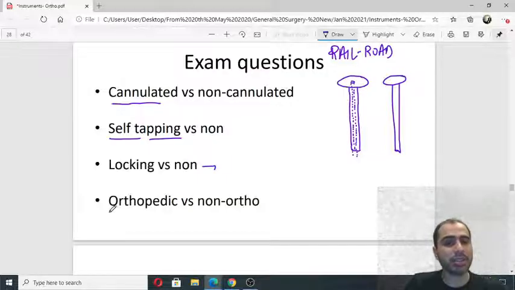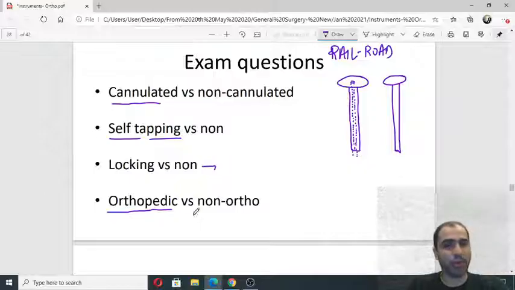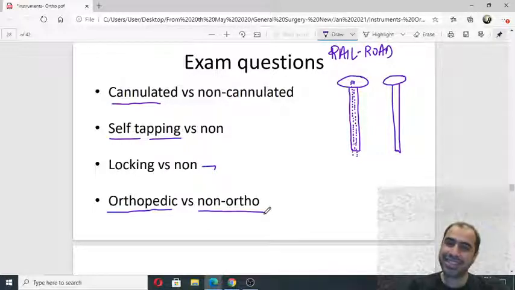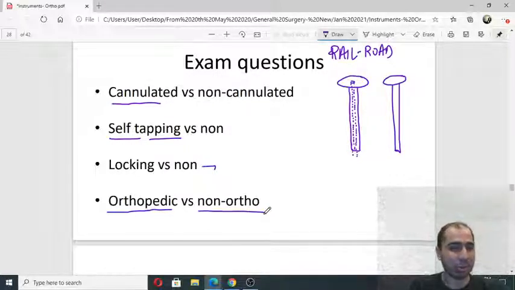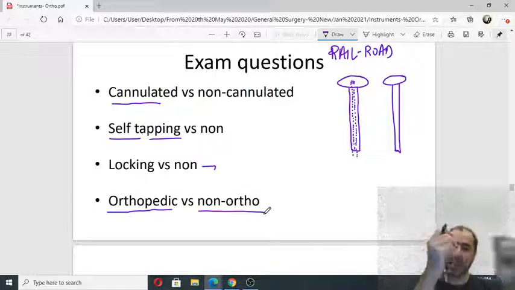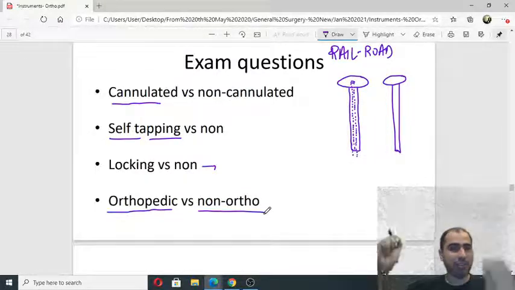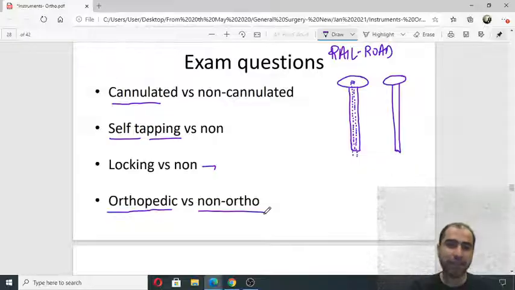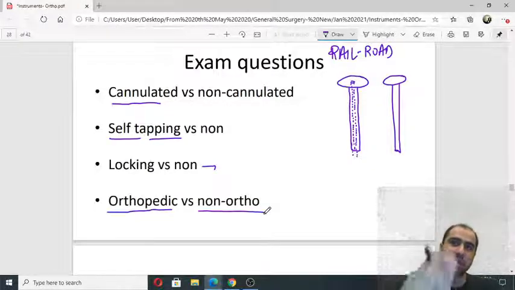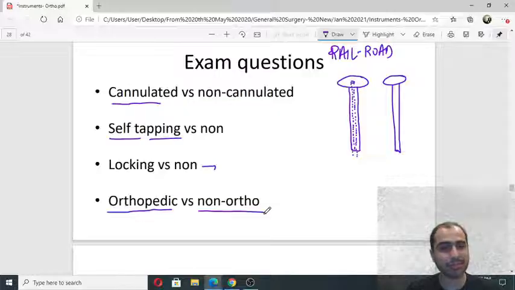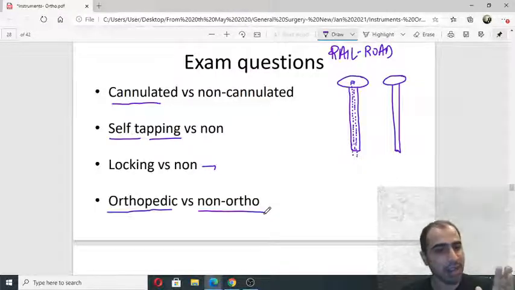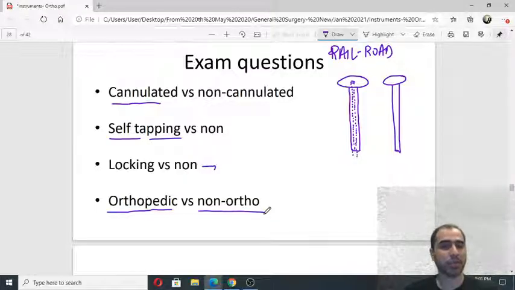Last part, what is the difference between an orthopedic screw and a non-orthopedic screw? This one is for the guy who asked about glorified orthopedics, carpenters. Don't tell me that an orthopedic screw is sterile and a non-orthopedic need not be sterile. If I give you two screws, one from the wall and one from a person, how do you identify whether it can go in the person or not? Last question. Difference between orthopedic and non-orthopedic screw.